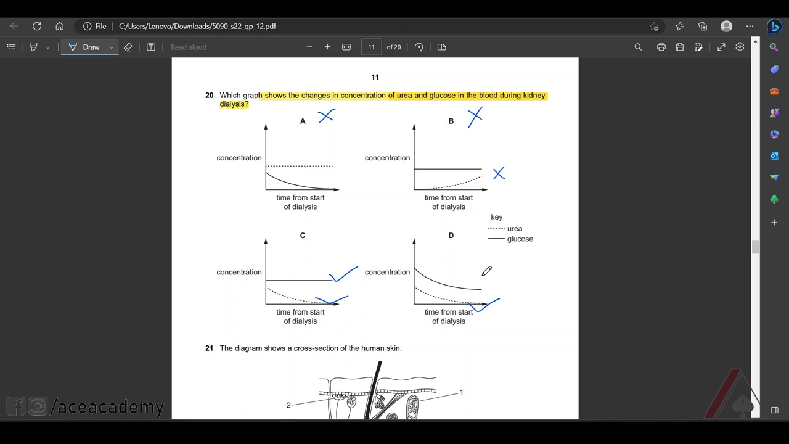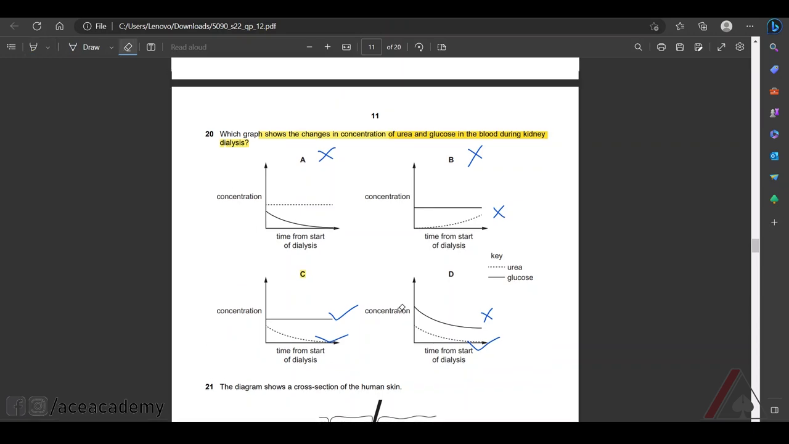Now, the reason I think D is wrong is because glucose concentration in the blood should stay constant. And that is for two reasons. Number one is the dialysis fluid. It contains equal concentration of glucose to prevent any movement of glucose from blood into the dialysis fluid. Now, why it does that is because, as I mentioned, the job of the dialysis fluid is basically to act like a kidney. And the kidney only removes harmful substances from the blood. Glucose isn't really harmful. It's actually beneficial. So concentration of glucose should stay constant. Hence, our correct answer should be C.